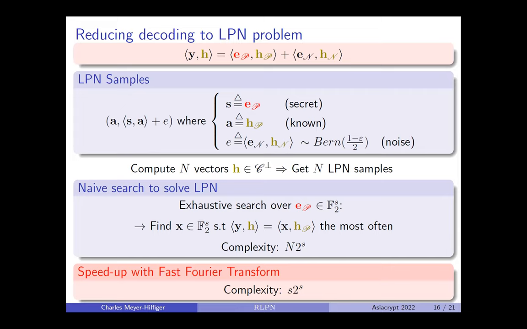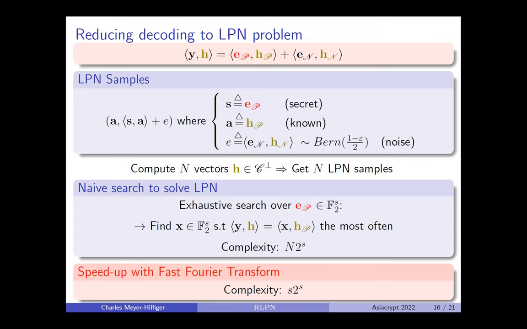So one strategy you could use to solve this LPN problem is the simplest one: a naive search over the space of solutions. Here, you do an exhaustive search over the space F2 to the power of S, where S is the length of your secret. It corresponds to finding X such that Y dot product H is equal to X dot product HP most often, in regard to all the samples you have, so all the H you have. And so the complexity of this algorithm is N times 2 to the power of S. 2 to the power of S because you have to test 2 to the power of S vectors, and N because you have N samples, so for each vector you have to compute this for N vectors.